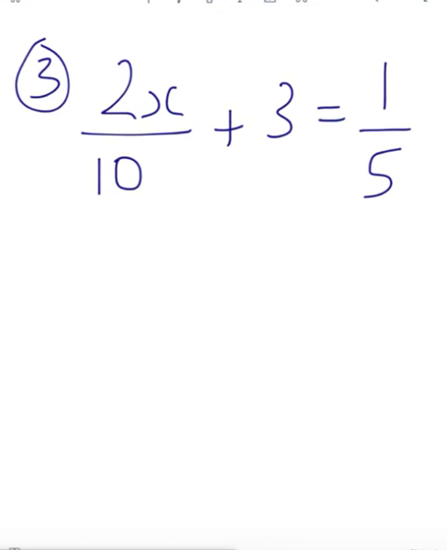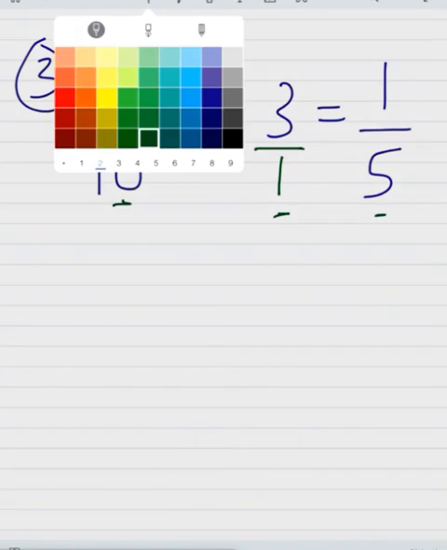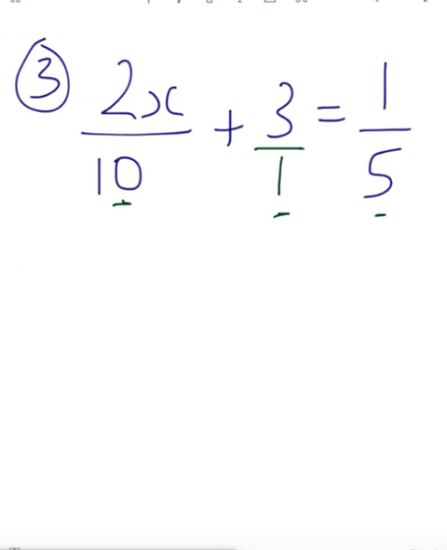So I'm going to write 3 as a fraction, so 3 over 1. And now I look at my denominators. I've got a 10, a 1, and a 5. I can see the lowest common multiple of these numbers will be 10. So I'll turn all my denominators into 10. So 10 will stay there. So 1 times 10 down here, and 3 times 10. And then 5 times 2 and 1 times 2. Remember, what you do to the bottom, you must do to the top.